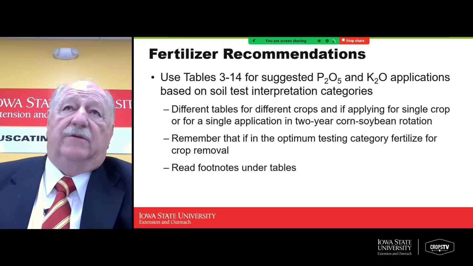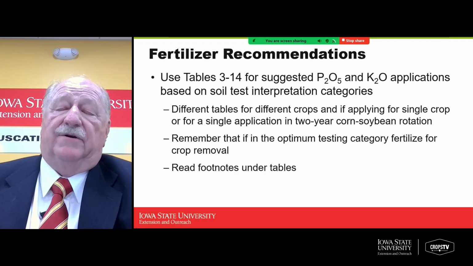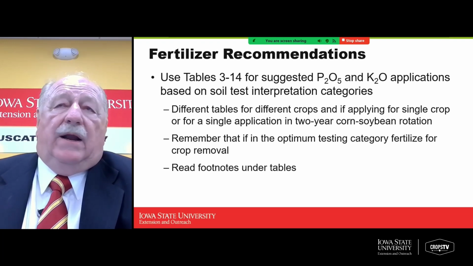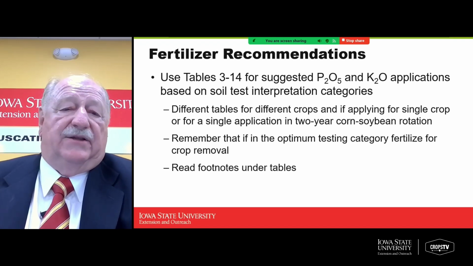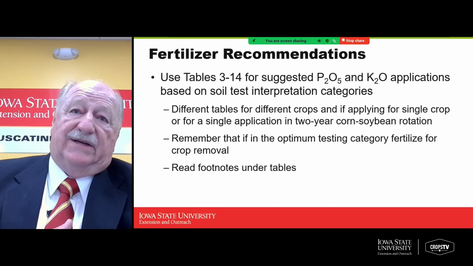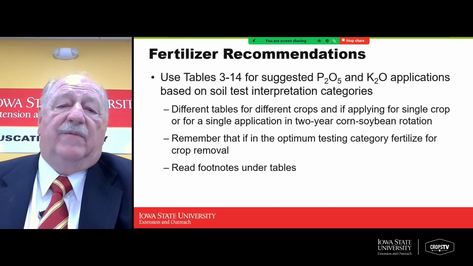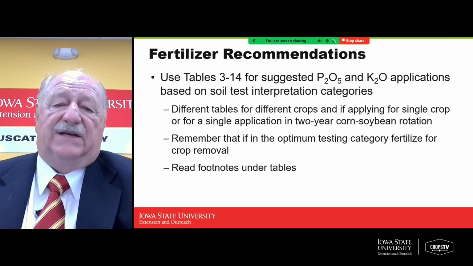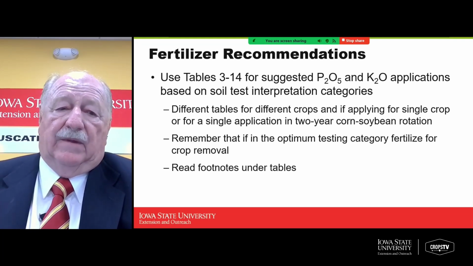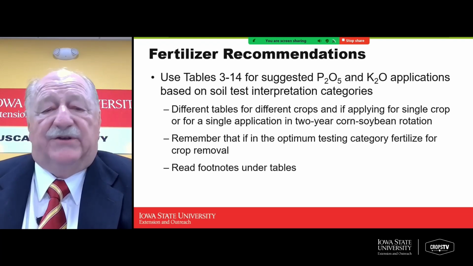And if you are going to be fertilizing for a corn-soybean rotation, so 2 years of fertilizer, you would be using table 5 here. Now, one of the things to point out is that the recommendations, and I'm going to kind of hit recommendations and back out and go back to categories and then go back to recommendations again. But the recommendations for the optimum testing category is to fertilize for crop removal. The other thing I would point out is that, they always say the devil's in the details.